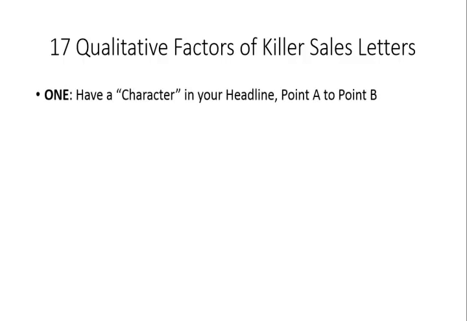Now, principle one, in your headline, make sure that you put in a character, someone that your buyer can relate to. And in general, one of the best ways to illustrate that character is to give them a point A to point B result-oriented story, something where they started out one way and they ended up another way. For you to communicate that in your headline is a way to grab your prospect's attention.